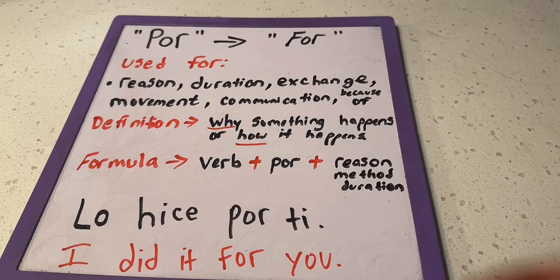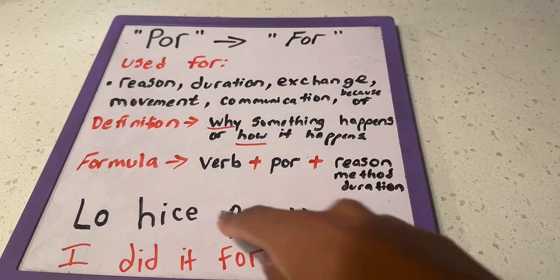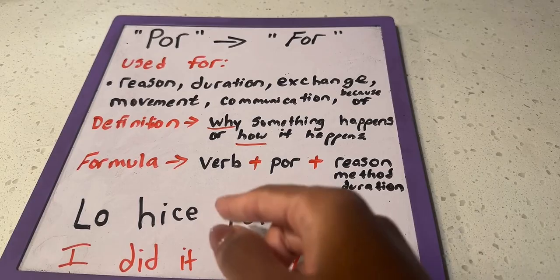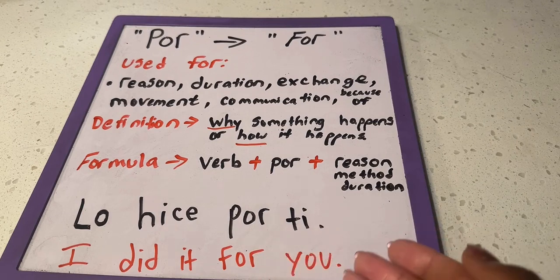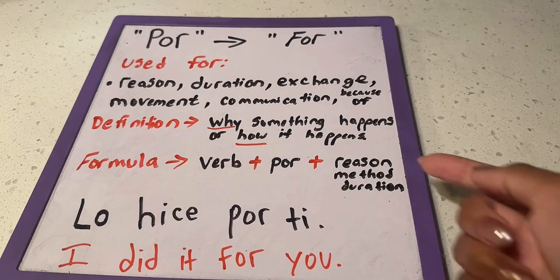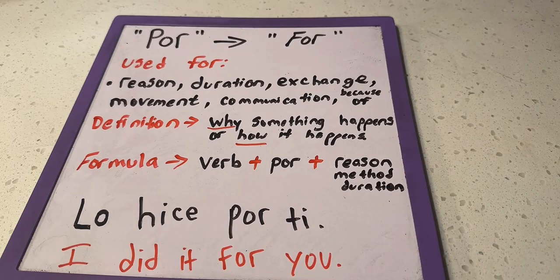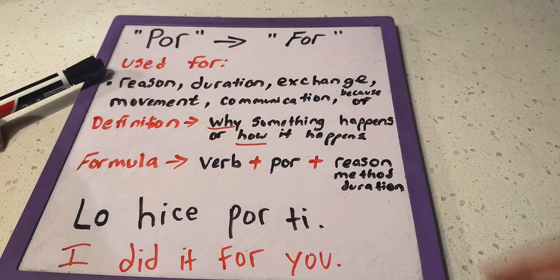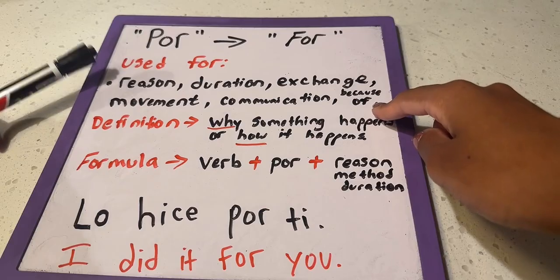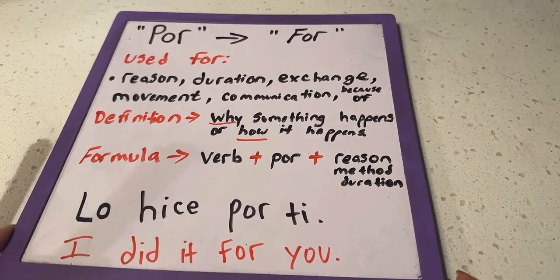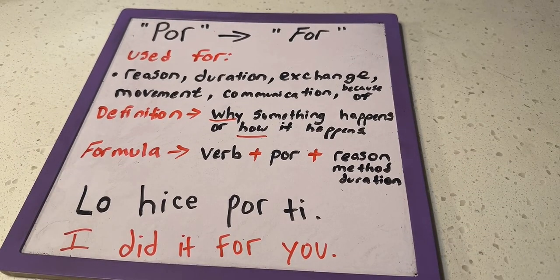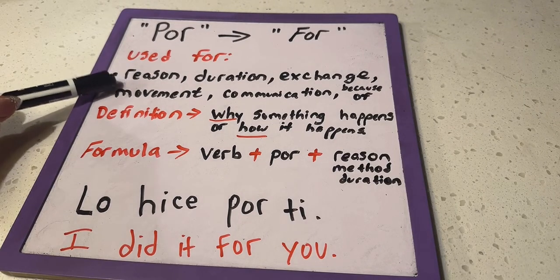Let's see, do we have all three parts? We have a verb, hice, the preterite tense of hacer, meaning to do. We have por, and then we have ti, which is you, and that sounds like the reason for doing something. I did it for you. So this falls under our reason definition, or our because of definition. Those kind of go together. So if you ever want to say, I did it for you, lo hice por ti. That's our reason usage.